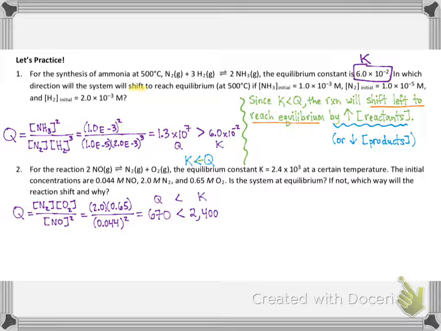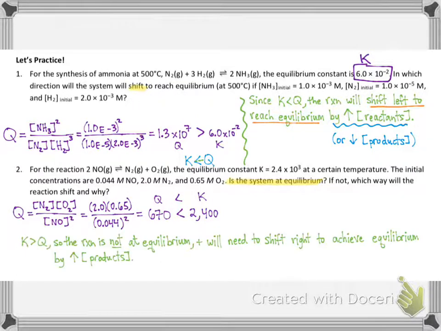Now this problem was a little bit different because it actually asks you, is the system at equilibrium? Well, the values aren't equal, so it's definitely not at equilibrium, and it will need to shift right to achieve equilibrium by increasing the amount of products. And there you have it. That's K versus Q in a nutshell.